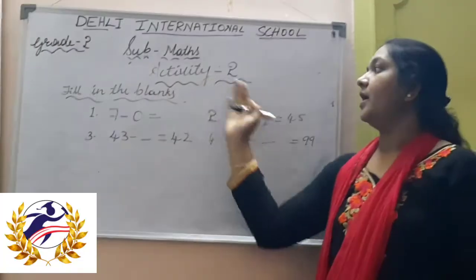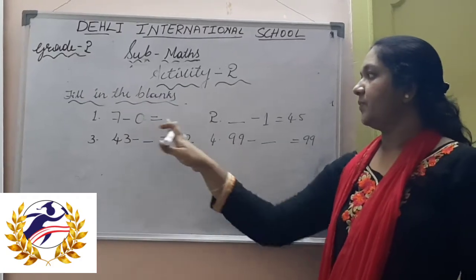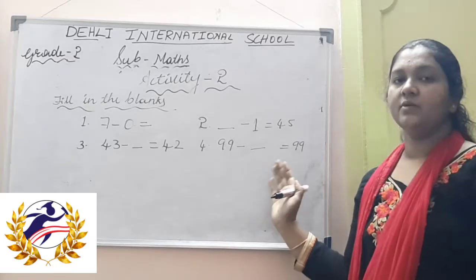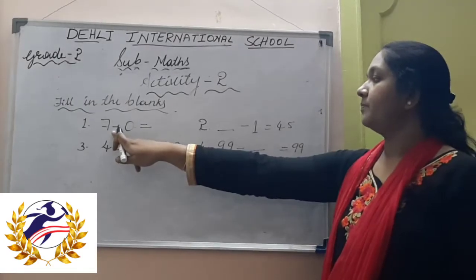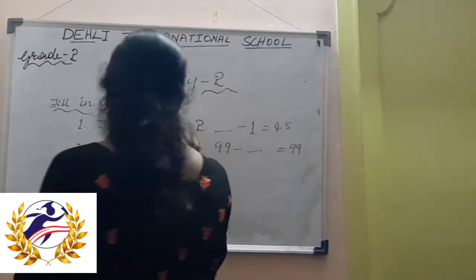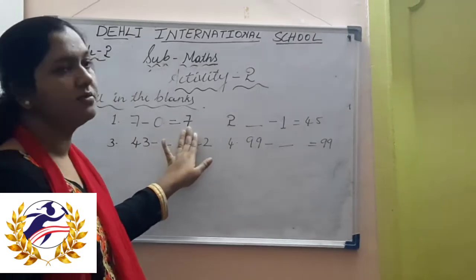Next we will move to activity 2, that is fill in the blanks. We have to subtract by using subtraction properties. If we subtract 0 from 7, what is the answer? That is 7 only. Any number from which 0 is subtracted, the number remains the same.